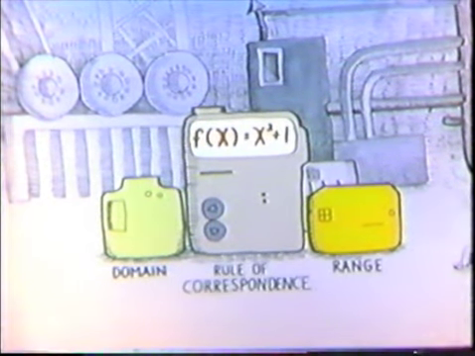A function is like a machine. It has 3 parts: a domain, a range, and a rule of correspondence. You can look at a function like a machine which takes elements in the domain and changes them to elements in the range.